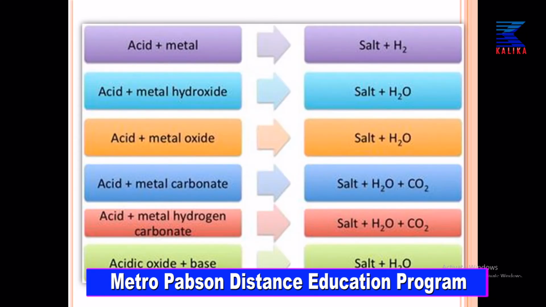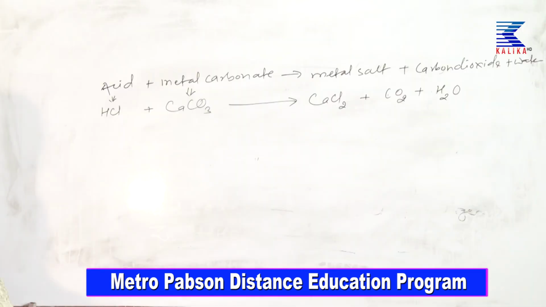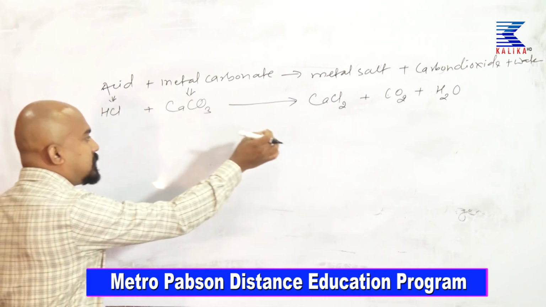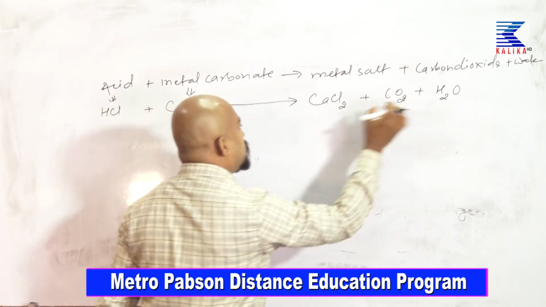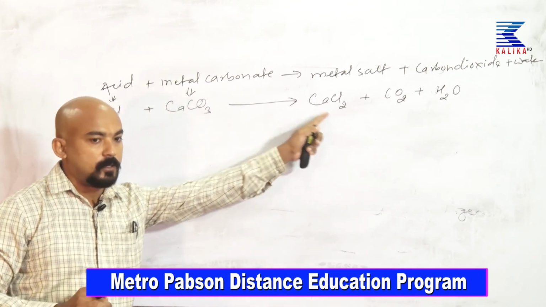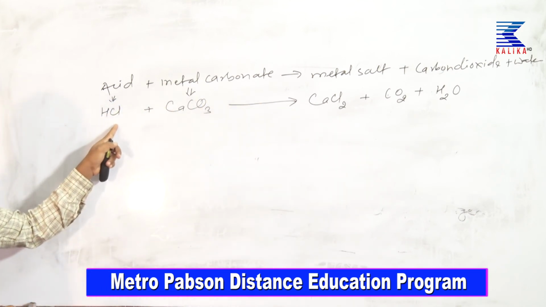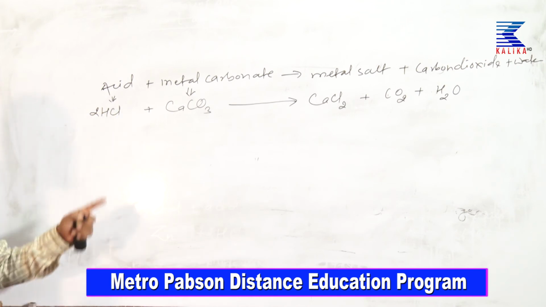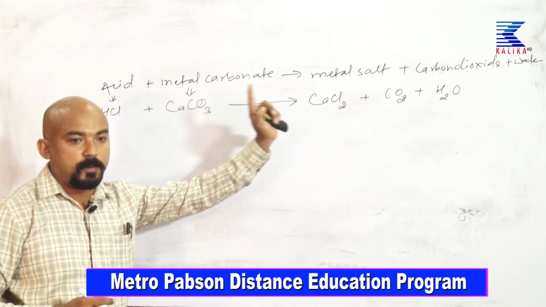To balance it, we must multiply either the reactant or the product by an appropriate number. This method is known as the hit and trial method. So, HCl, CaCO3, CaCl2, CO2 and H2O. See, the number of chlorine is 2 here, and the number of chlorine is 1 on the reactant side. So we multiply by the suitable number, that is 2, to balance the chlorine. Now the number of chlorine is balanced.